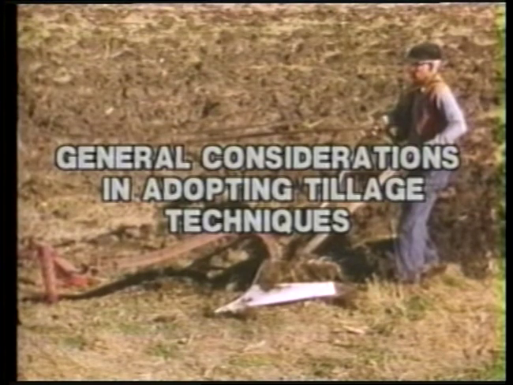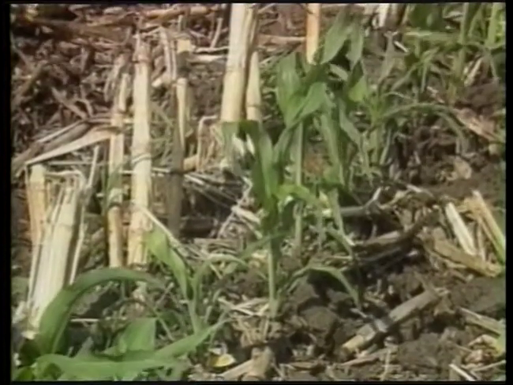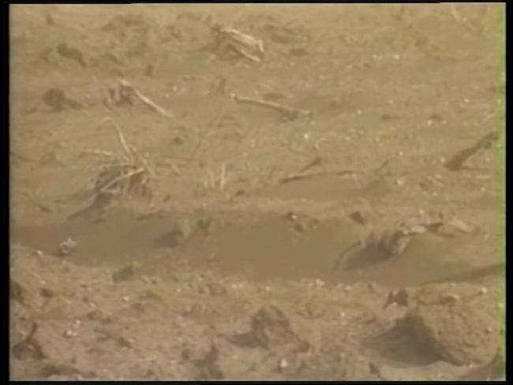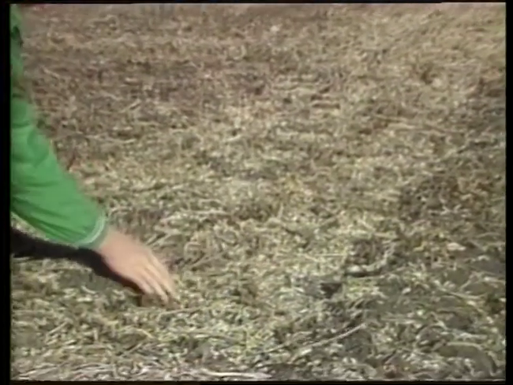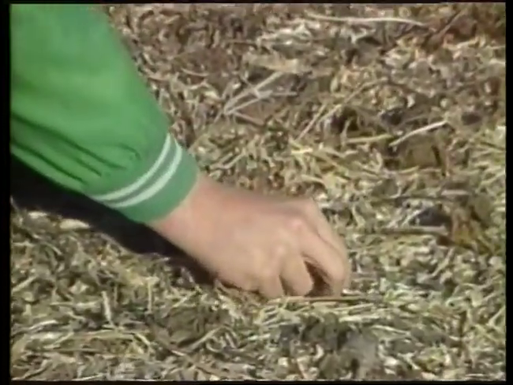There are many factors that should be considered when adopting different tillage systems. Tillage methods affect the physical, chemical, and biological properties of soil. Soil and climatic factors also influence the suitability and success of different tillage systems. Therefore, if new tillage methods are adopted, changes in other management practices must be considered.